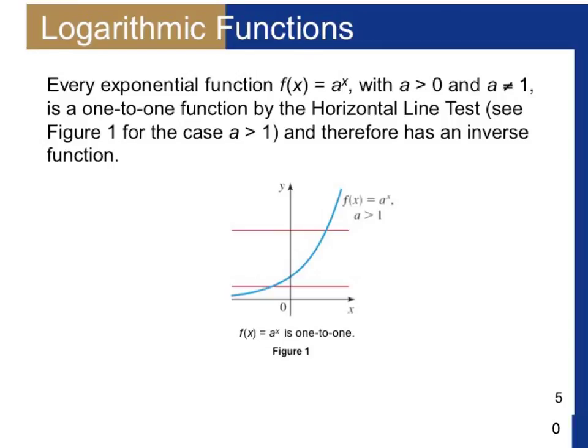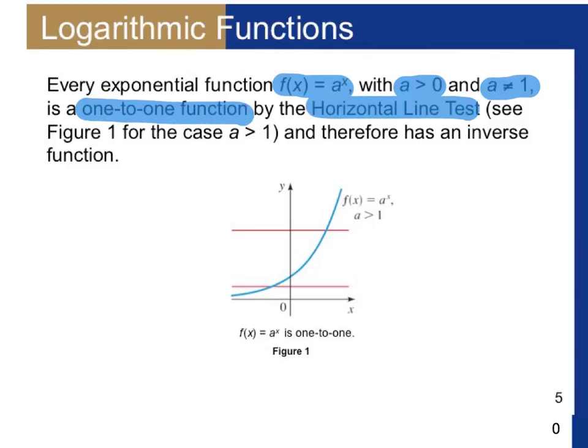Okay, this is Math 105, section 4.3. Now we're going to talk about logarithmic functions. So remember our exponential function, a to the x with a greater than 0, and we say a is not equal to 1, of course. We know that that function's one-to-one by the horizontal line test.